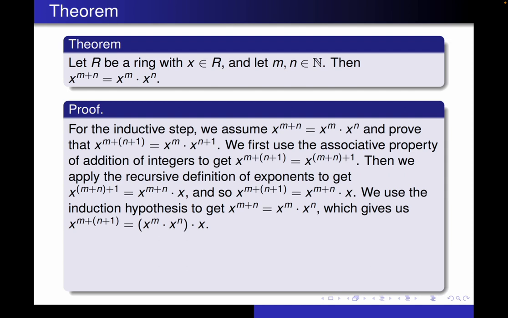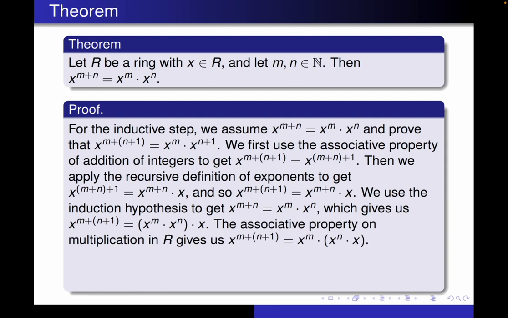So we get x^(m+n+1) equal to x^m times x^n times x. We can now use our associative property on multiplication in R, because remember, ring multiplication is associative. And so we get x^m times x^n times x. And if that x^n times x looks at all familiar, it's because that is the right-hand side of the equation for the recursive definition of exponents.